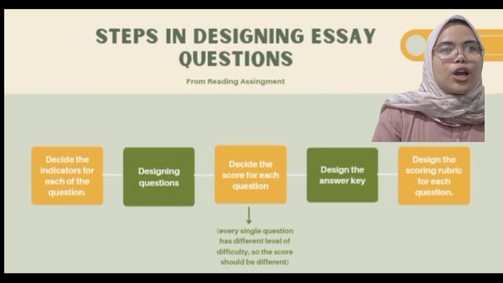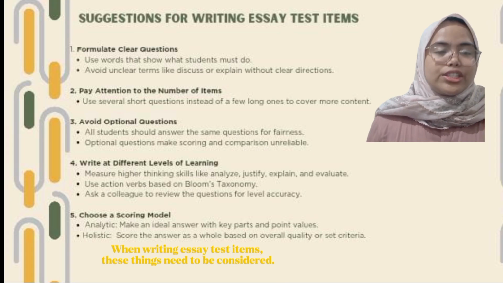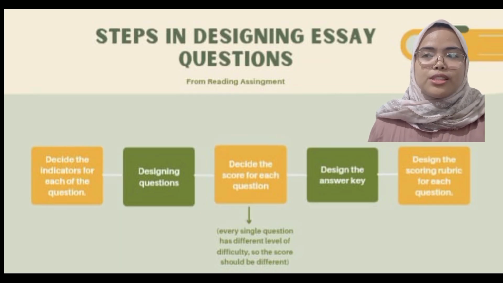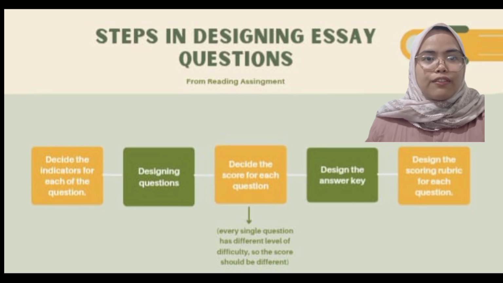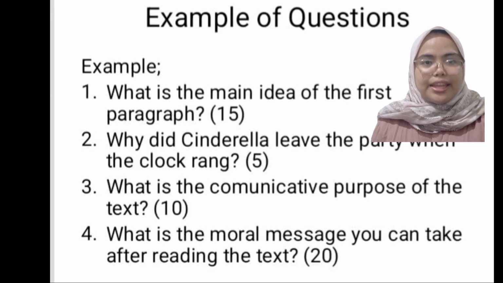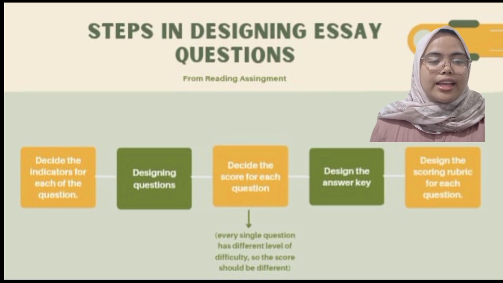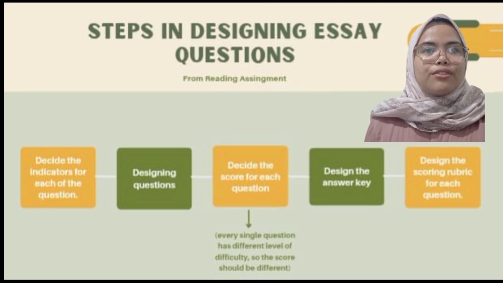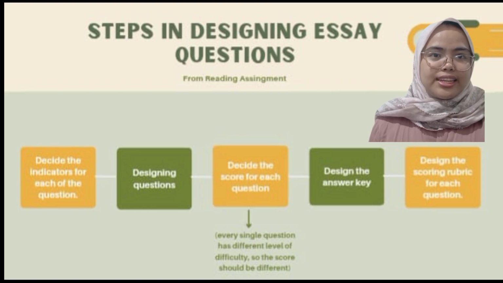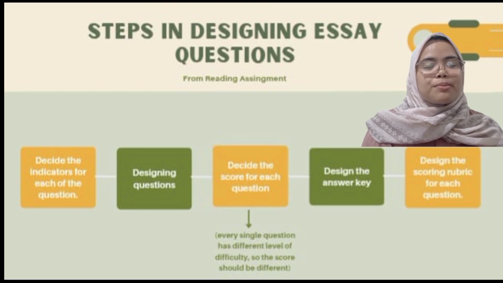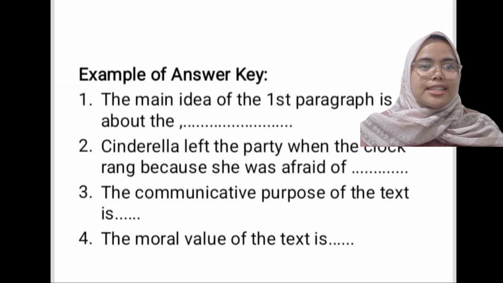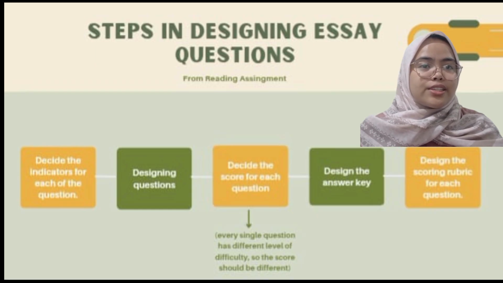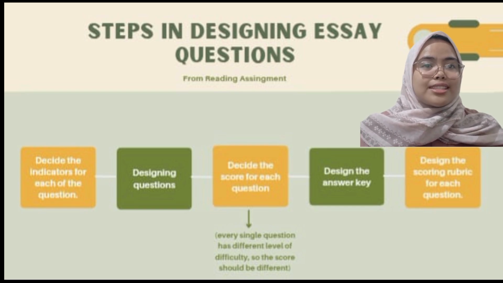After designing the questions, we can decide the score for each question because the level of difficulty of each question is different. So we must know which is the hard level of difficulty, which one is the medium and which one is the easier, and we adjust the score based on the level of difficulty. And after that is designing the answer key. We need the answer key to help us maintain our objectivity while assessing the students' answers, and also it is easier to have the answer key in the process of assessing student answers.